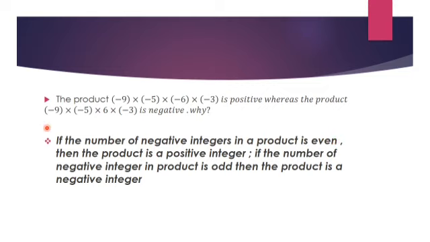And the second case, minus 9, minus 5, 6 into minus 3. How many negative integers? 3 negative integers: minus 9, minus 5, minus 3. We get a negative answer. If the number of negative integers in a product is odd, then the product is a negative integer.